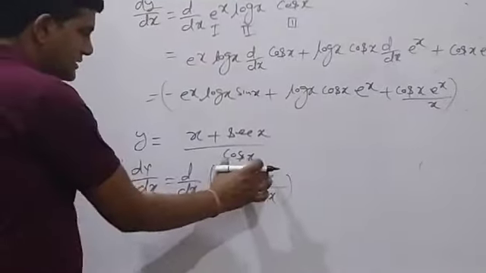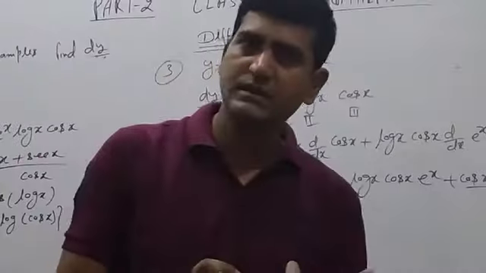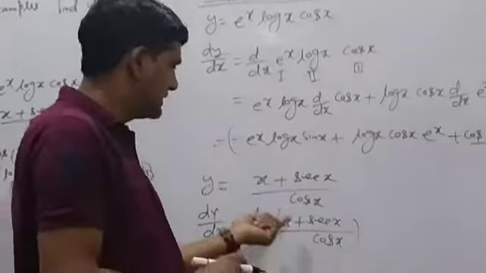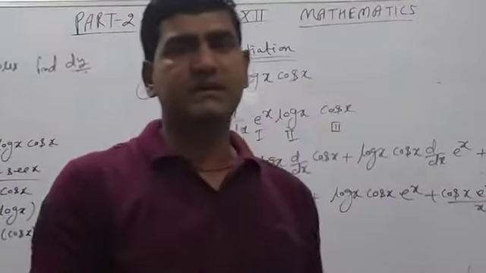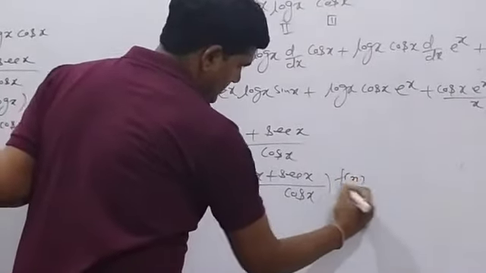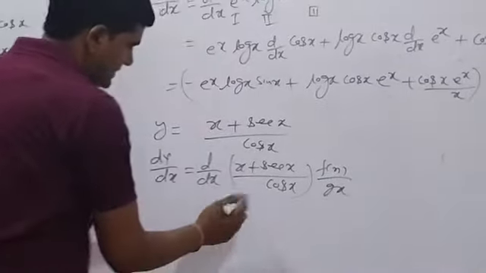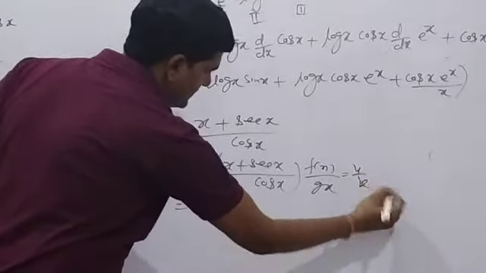Here the numerator is u and the denominator is v. How many terms are in the numerator or denominator is not a matter. The matter is that this is in the form of f(x) by g(x), f(x) upon g(x). It means u by v form.